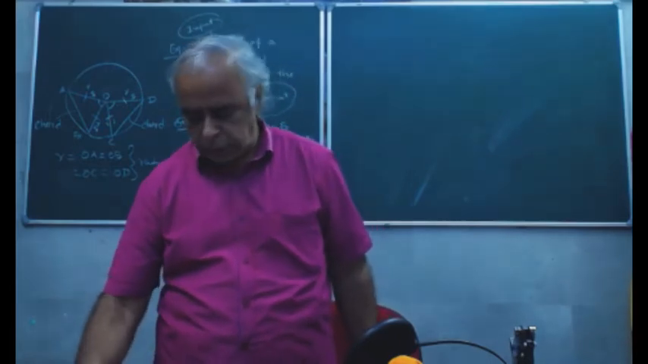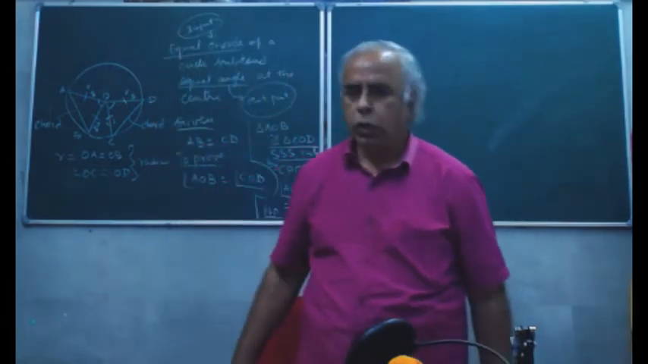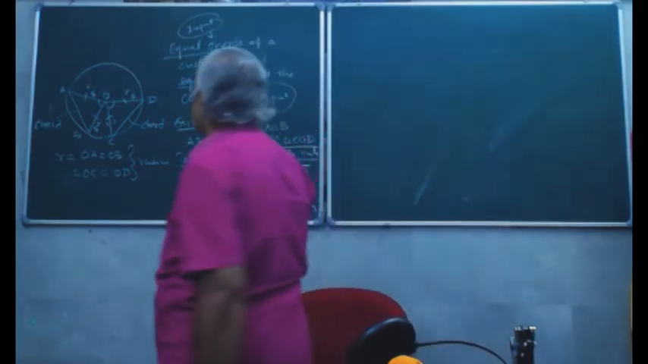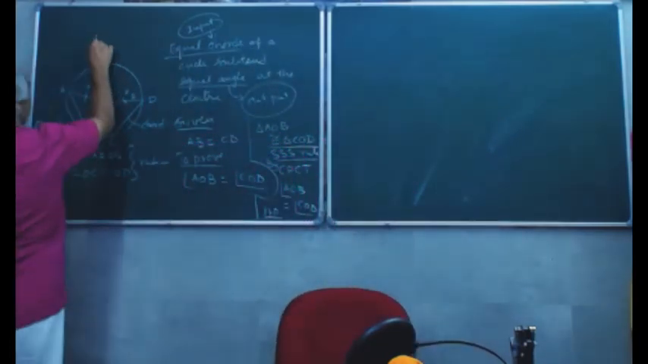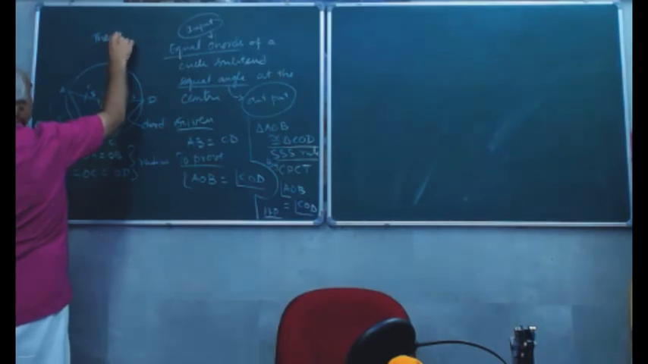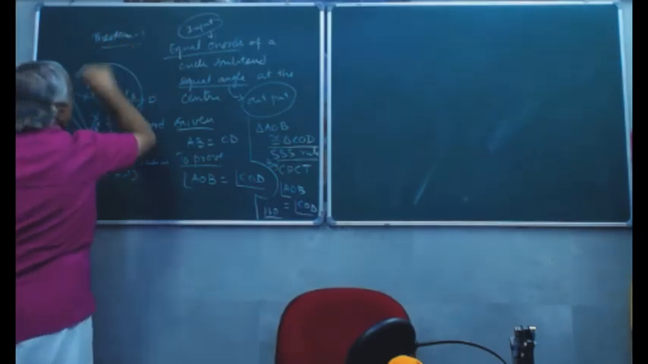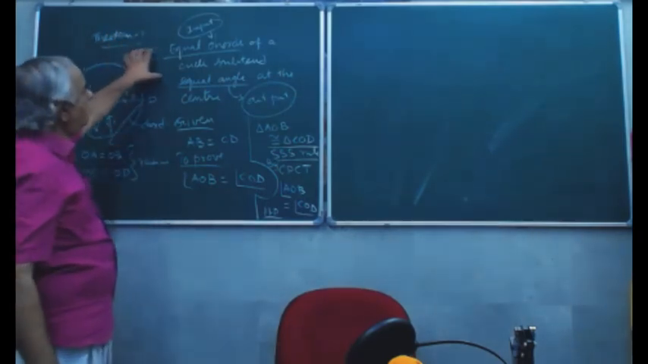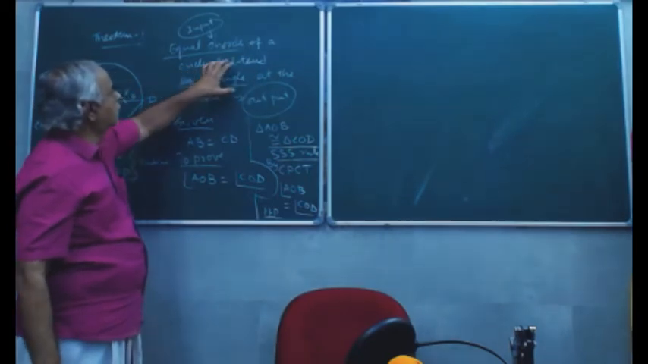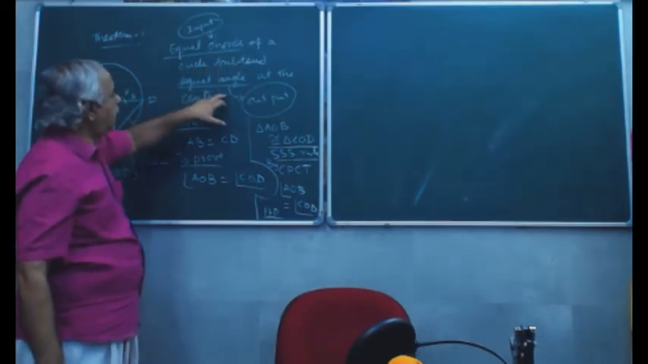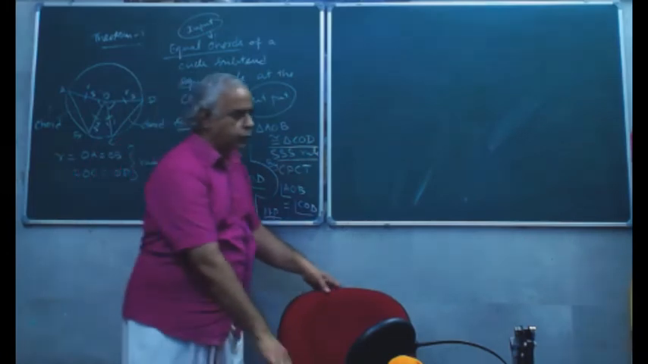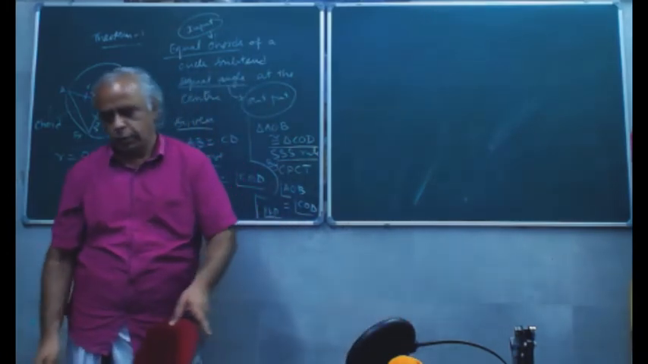Now let us consider the second theorem. This is theorem number 1. So what is theorem number 1? Equal chords of a circle subtend equal angles at the center. Right?